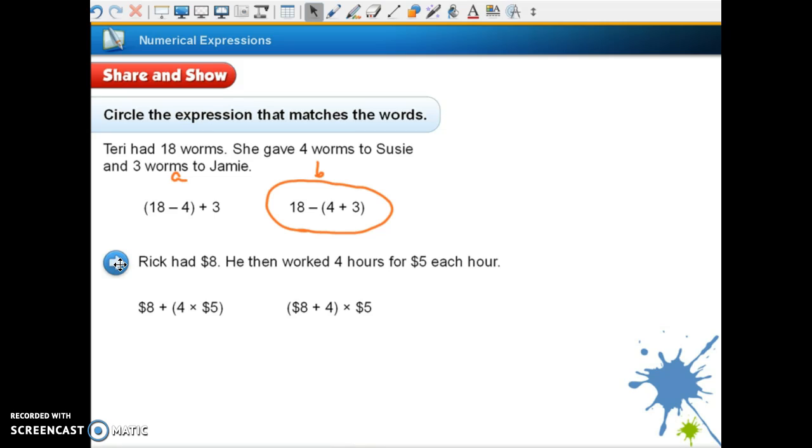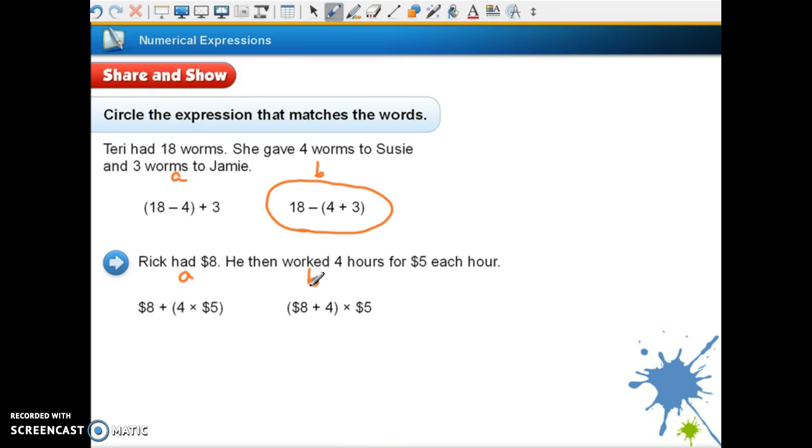Rick has $8. He then worked 4 hours for $5 each hour. Okay, so he started out with $8. Then he went and worked 4 hours, and he got $5 for each of those hours. So which one, now don't shout it. Which one of these expressions do you think is correct? If you think A is correct, raise your hand. Okay? Nobody thinks A is correct.